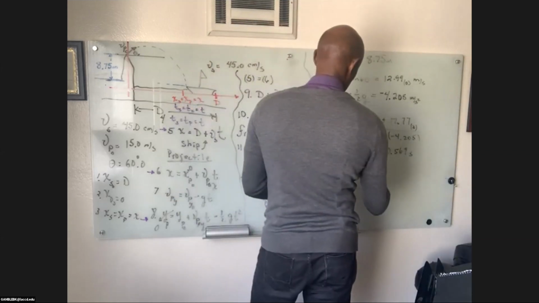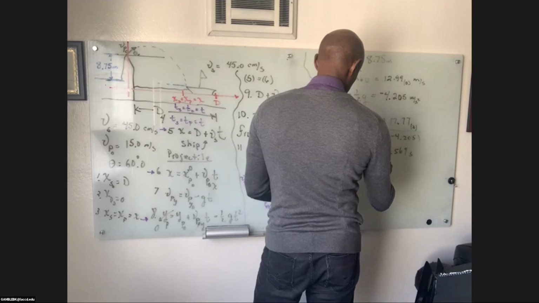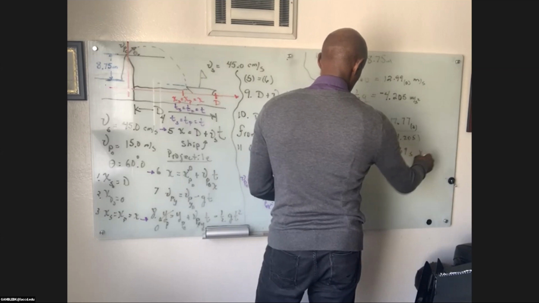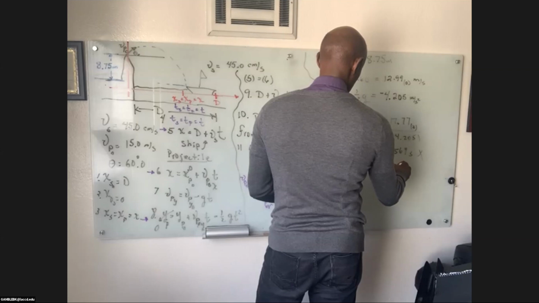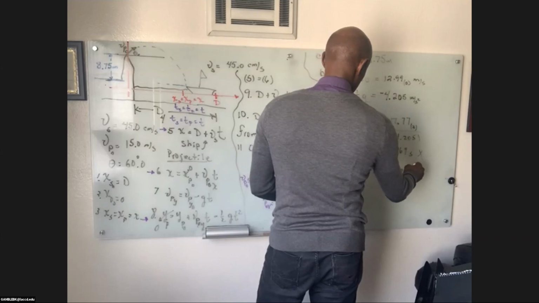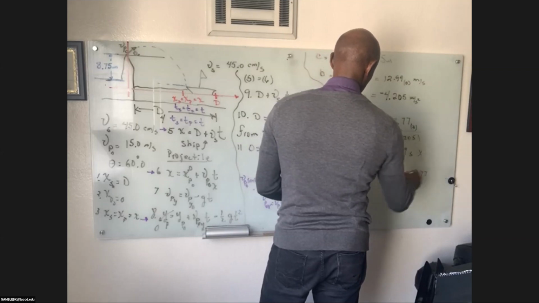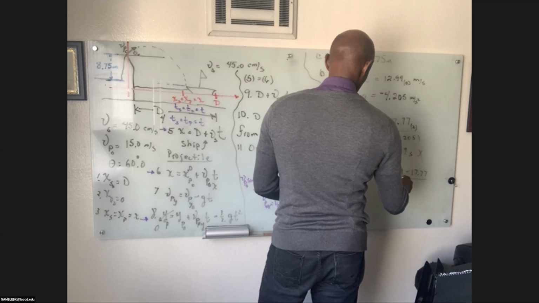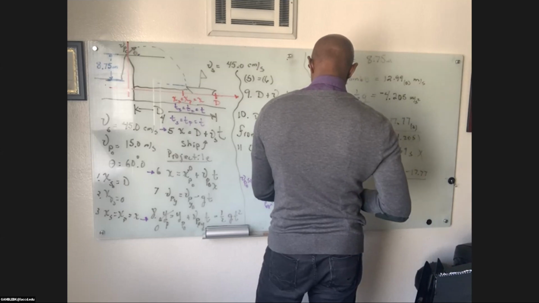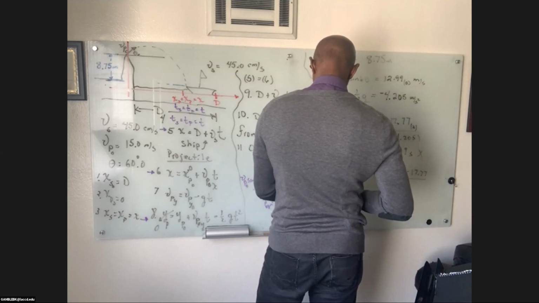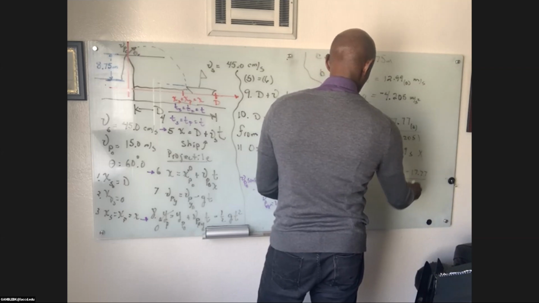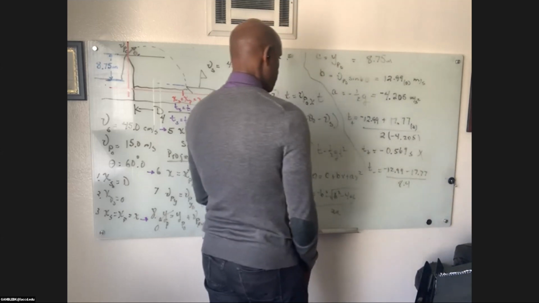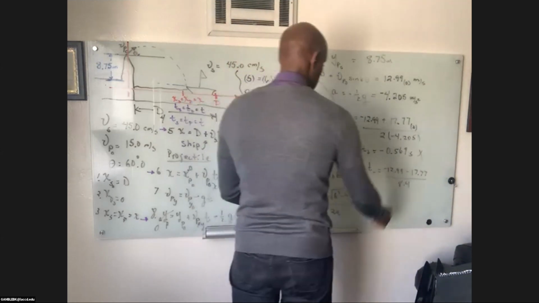All right. So that's not the one we want. So let's go with T minus. In T minus, I have minus 12.99 minus 17.77 divided by whatever that is. 8.41, negative.